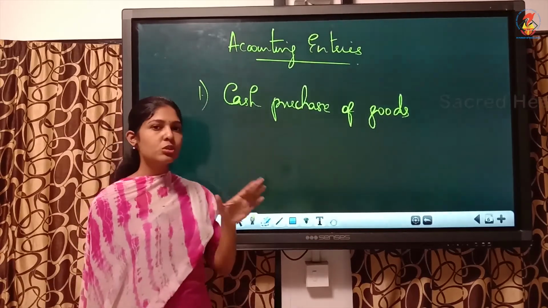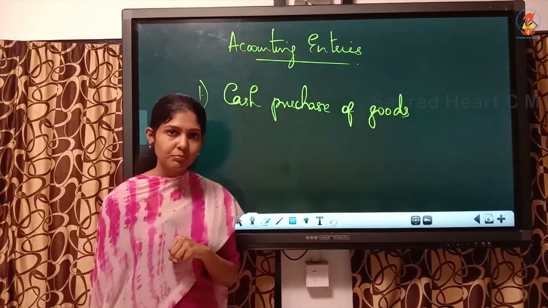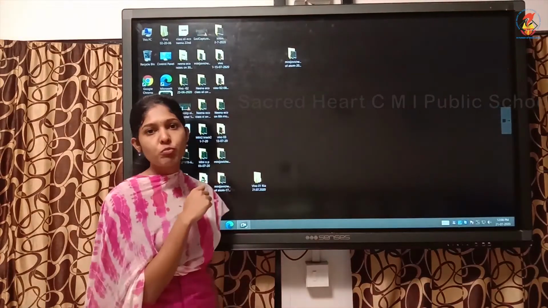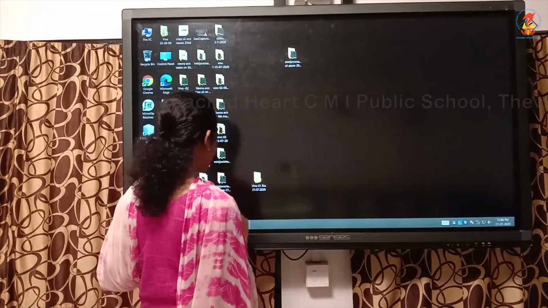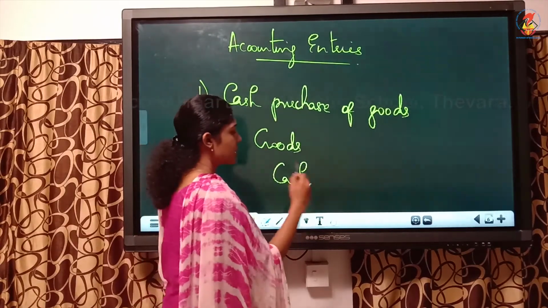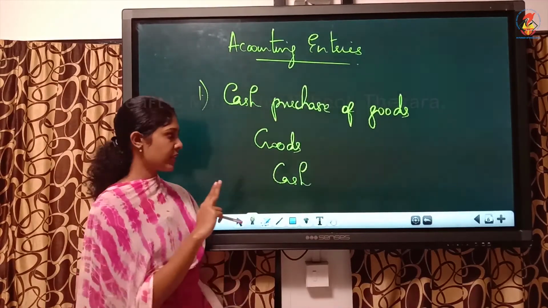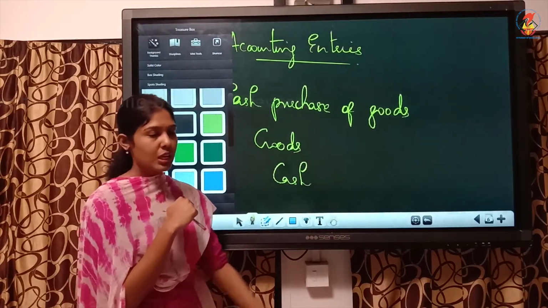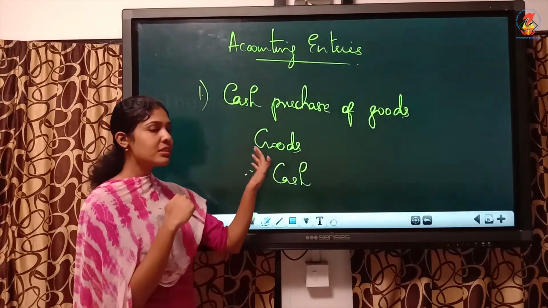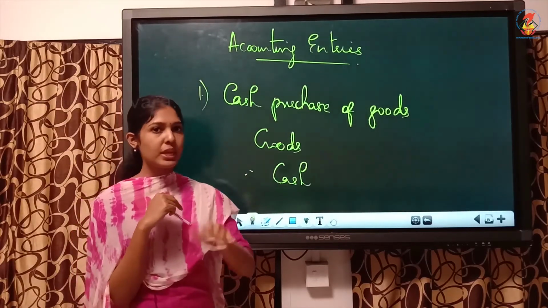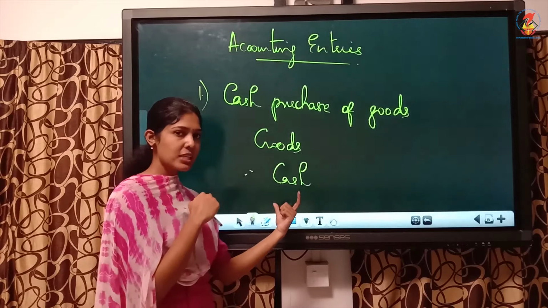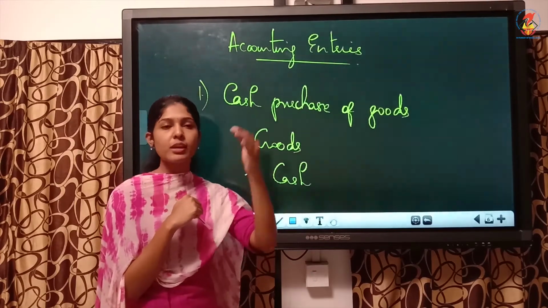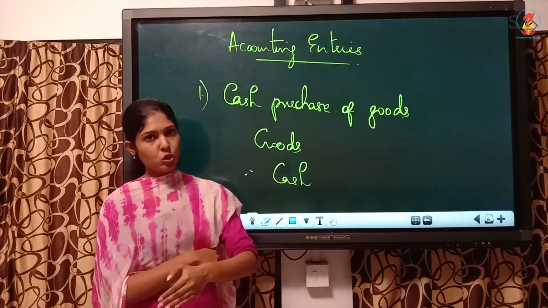You purchased goods for cash. What are we getting? You are getting goods. So one item is goods. The other item, you are giving something in return, that is cash. So goods and cash are the two items in this transaction. What is happening to goods? Goods we are getting, and the receiving aspect should be debited, and the giving aspect should be credited. That way you can understand which one to be debited, which one to be credited.